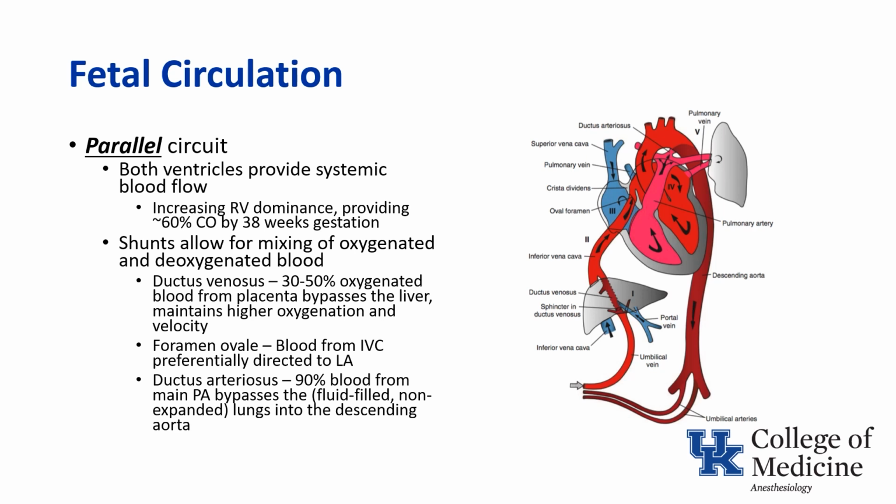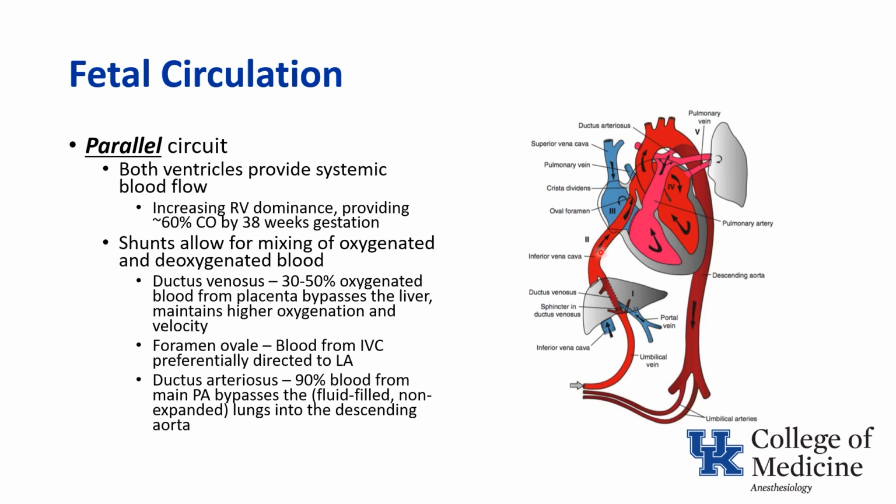Just as a review, we have relatively oxygenated blood coming via the maternal uterine arteries through the placenta. It comes through the placenta into the umbilical vein, where at the liver we have the first shunt, the ductus venosus, which allows for approximately 30 to 50% of this blood to bypass the liver and go directly into the inferior vena cava.